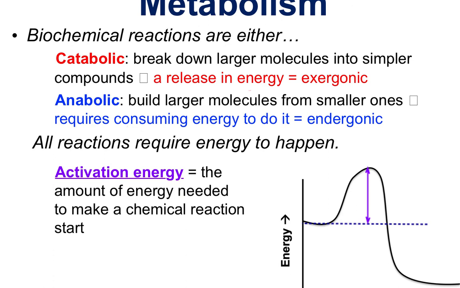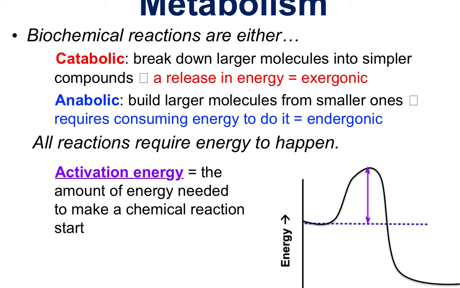When chemical reactions happen in a living thing, biochemical reactions as they are, they can be two different kinds. You can have catabolic reactions or anabolic reactions. Catabolic is the breaking down of larger molecules into simpler ones, and that releases energy. Anabolic, you're building larger molecules from smaller ones, and that requires consuming energy to do it.